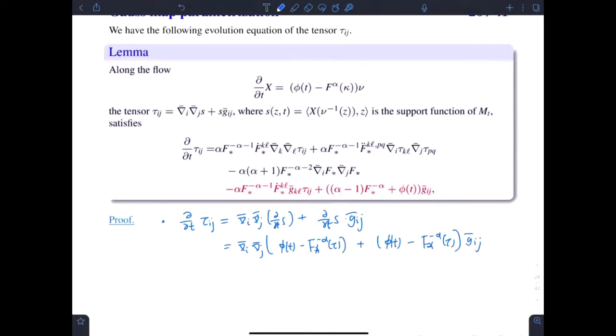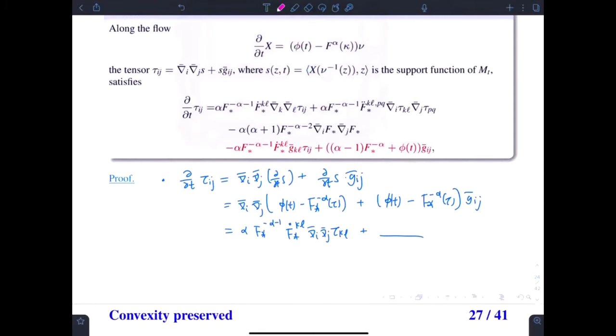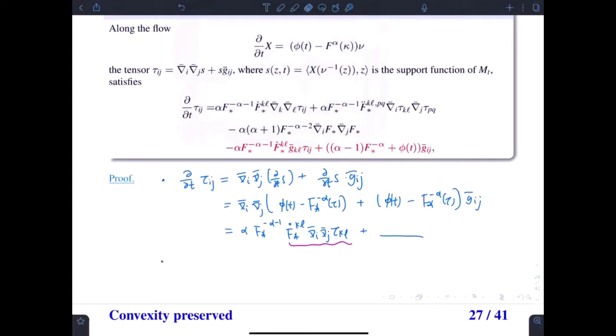Then we can expand the right hand side, and we also need the same identity for the second covariant derivative, because after we expand this term, we can get alpha f star minus alpha minus one f star_kl ∇_i ∇_j tau_kl plus some other terms. We need to rewrite this as the parabolic operator applied to tau_ij. This can be rewritten by using the same identity. We have ∇_i ∇_j tau_kr is equal to ∇_k ∇_r tau_ij plus some other terms.